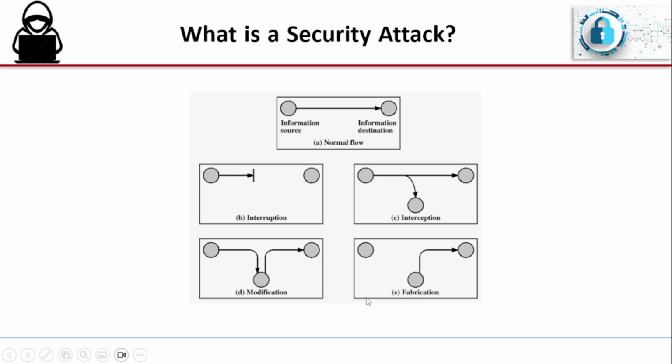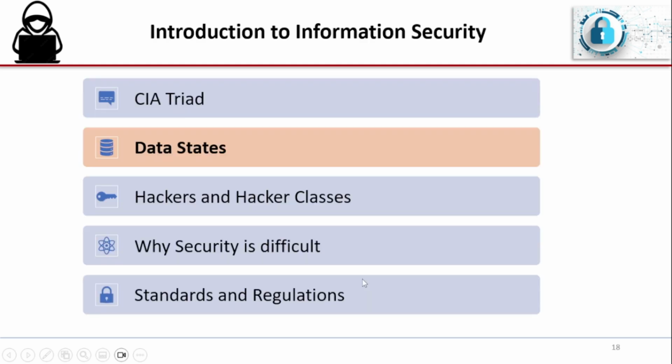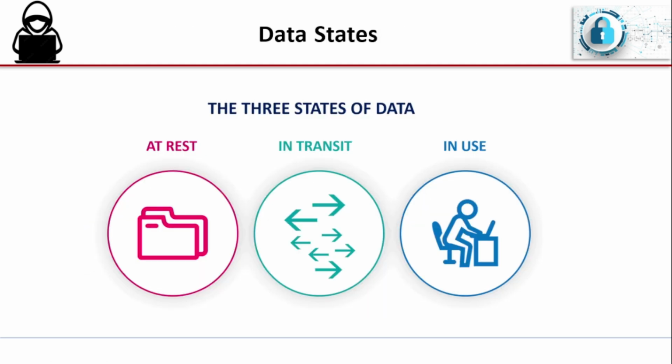Then at last, what is fabrication? The employee is not sending any data. The hacker himself is creating data and providing it to the boss. Maybe some fake data, or data for his own goals and benefits. So this is known as fabrication. Moving ahead, what are the data states? There are three major states of data: at rest, in transit, and in use. We have different sorts of security for all three states of data.